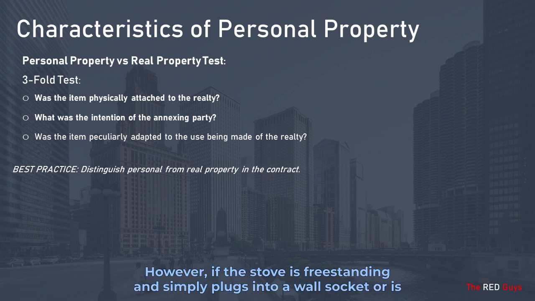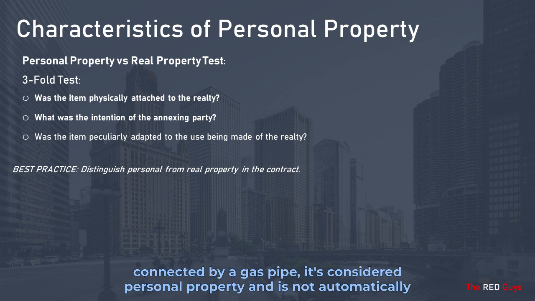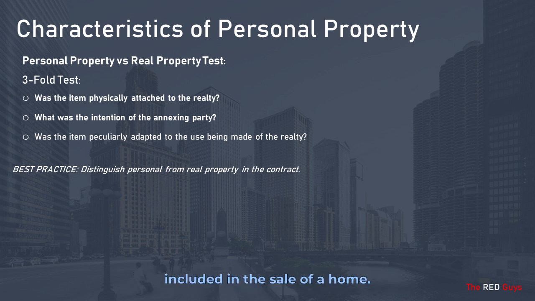However, if a stove is freestanding and simply plugs into a wall socket or is connected by a gas pipe, it's considered personal property and is not automatically included in the sale of a home. Question 2. What was the annexing party's intention?